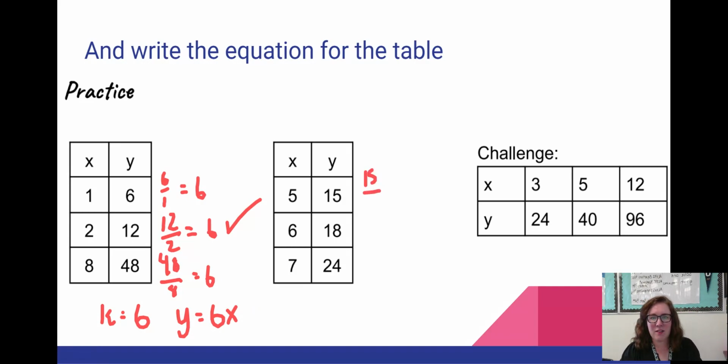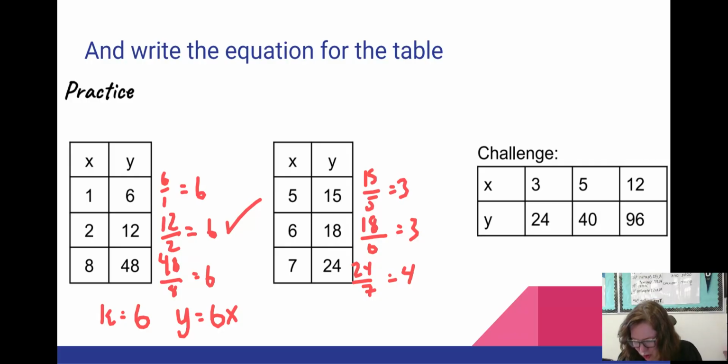Okay, 15 divided by 5 is 3. 18 divided by 6 is 3. Now if we just stopped here, then it looks like we're good to go. This is proportional. Don't do that. You've got to check the last one, because if we check the last one, 24 divided by 7, that's going to be a decimal. That's 3.4, which is not the number 3. So no, sorry, not proportional.